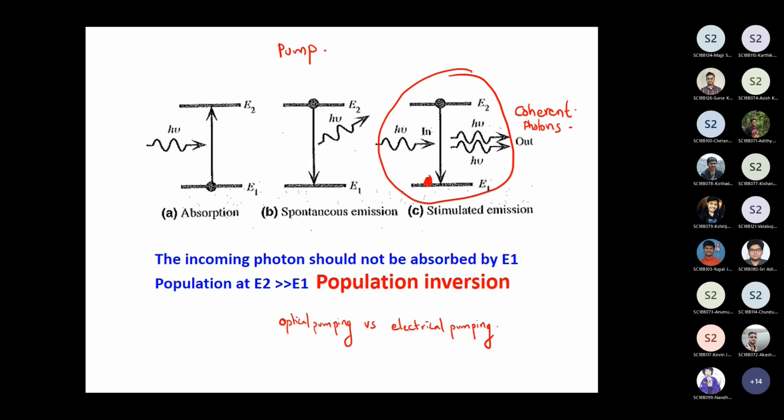So in a laser diode, we always exploit electrical pumping. That's because that's very easy. You can easily apply voltage.